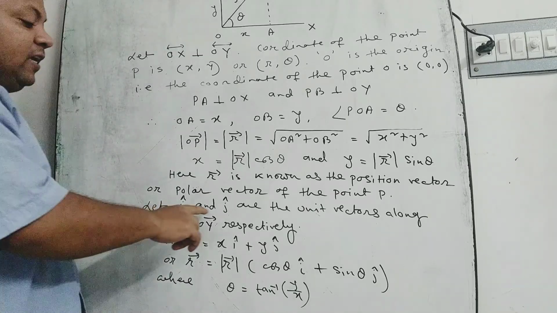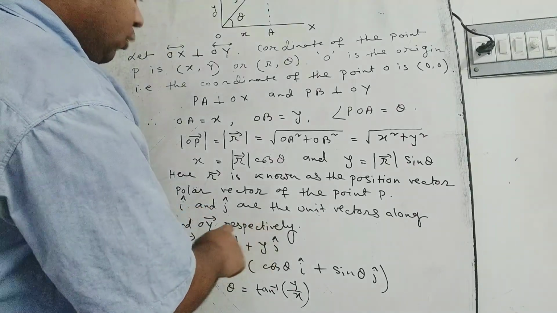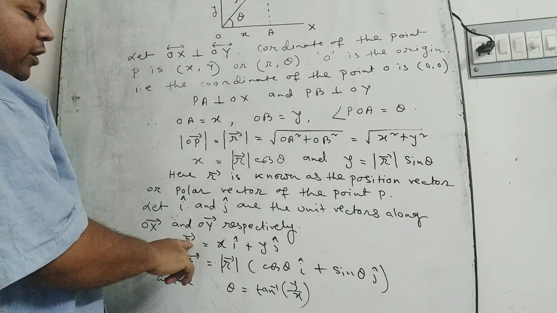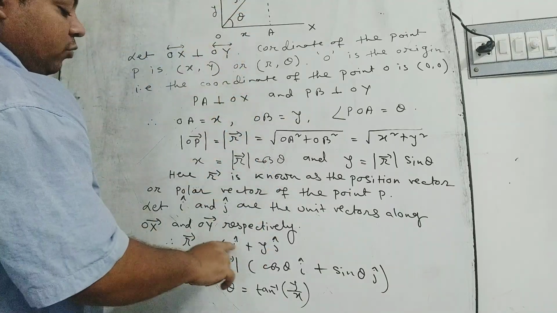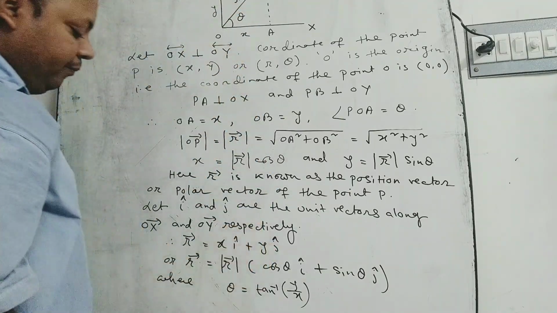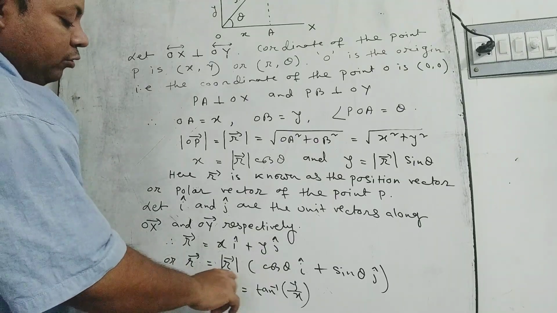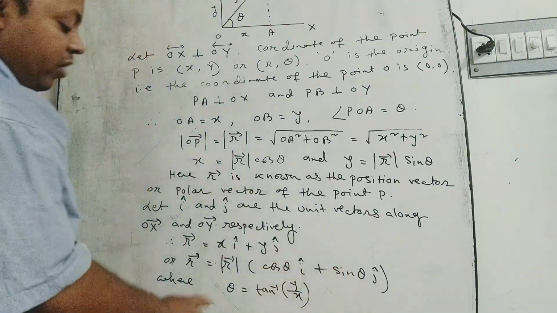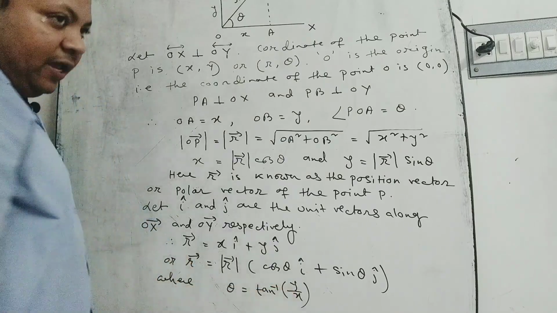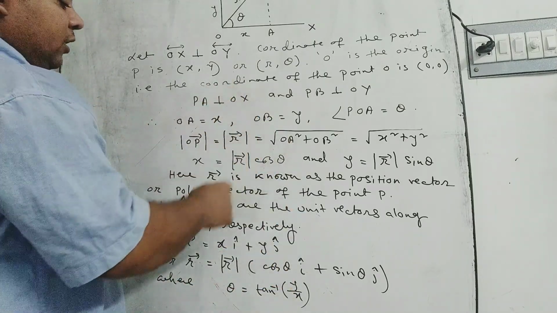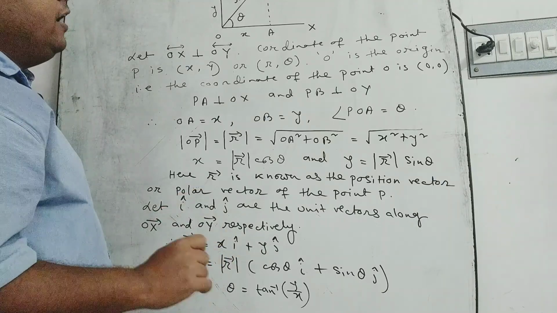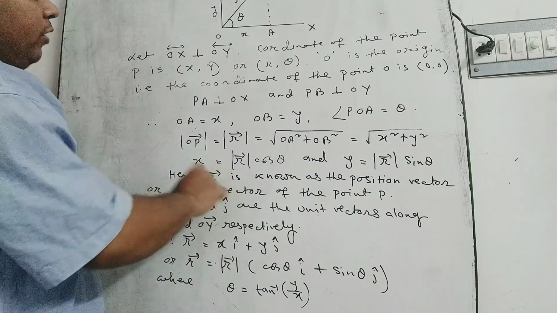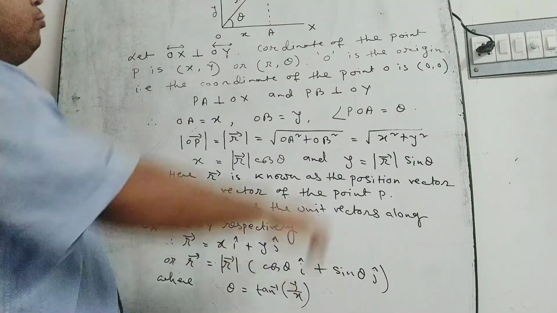Let small i cap and small j cap be the unit vectors along the OX axis and OY axis respectively. Therefore, r vector, that is the position vector of P, is equal to x i cap plus y j cap, or r vector is equal to modulus of r vector whole into cos theta i cap plus sin theta j cap, where theta is equal to tan inverse y by x. Here (r, theta) is known as the polar coordinate and (x, y) is known as the Cartesian coordinate of P. Here r vector is known as the position vector or polar vector of the point P.